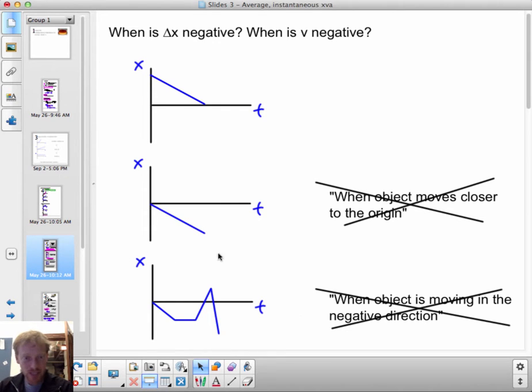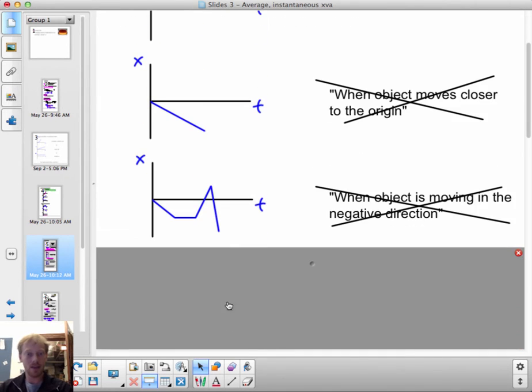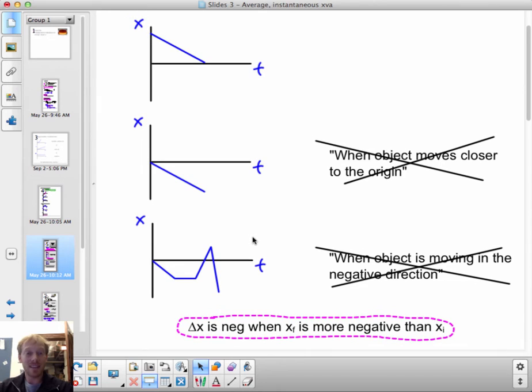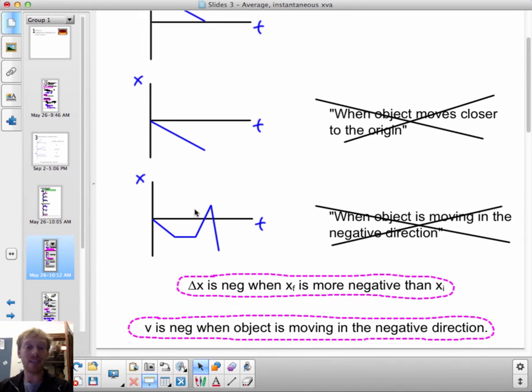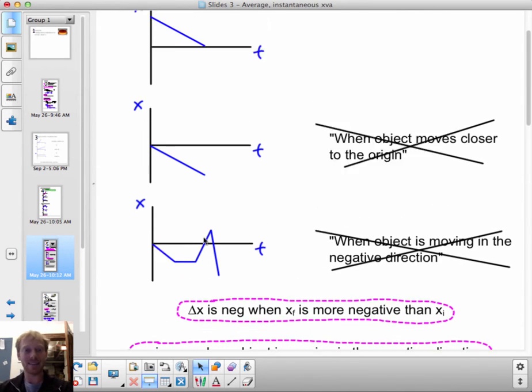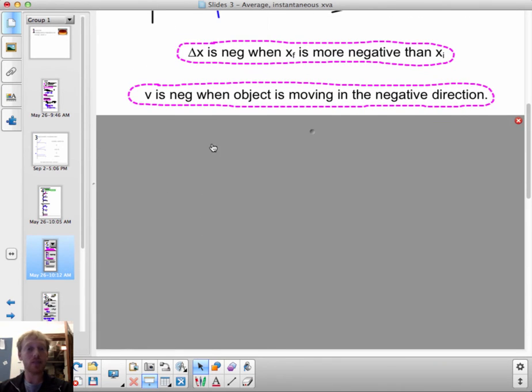But here's an object that spends sometimes moving in the negative direction, sometimes staying still, sometimes moving in the positive direction. Yet I think it's pretty clear that this object has negative displacement because it starts at a position of 0 and then moves to a negative position, so it has to have a negative displacement. So here's what we can say that I think is true all the time. A displacement is negative when the final position is more negative than the initial position. And at a particular instant, the velocity is negative if the object is moving in the negative direction at that instant.